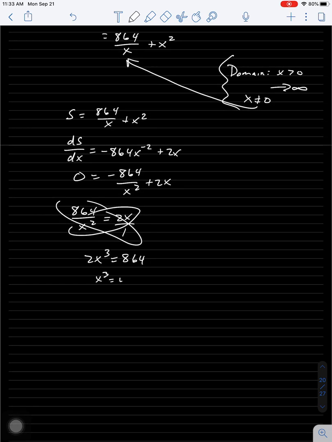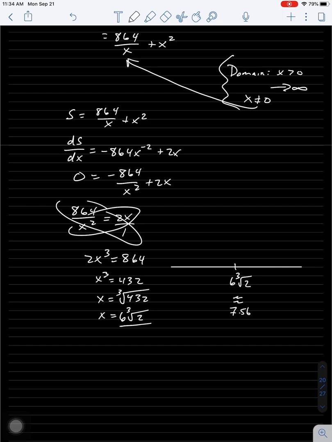Divide by 2, and then cube root both sides. All right, and if I reduce that, that's going to be 6 times the cube root of 2. Okay. All right, sign chart. Let's take a look. 6 times the cube root of 2 is definitely in our realm of possibility with the domain. And if you do this out on the calculator, this is about 7.56.